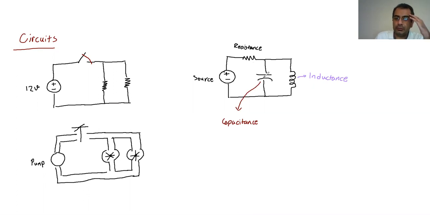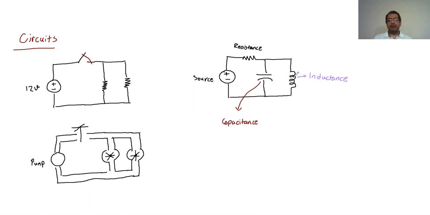And then we have these two elements, capacitance and inductance, which neither provide energy, nor use the energy. They just store the energy, both of them. The capacitance stores the energy in form of the electrical charge. We will talk about that later. And inductance stores the energy in form of the magnetic energy. So it's the electromagnetic energy it stores. But both of them only store energy.